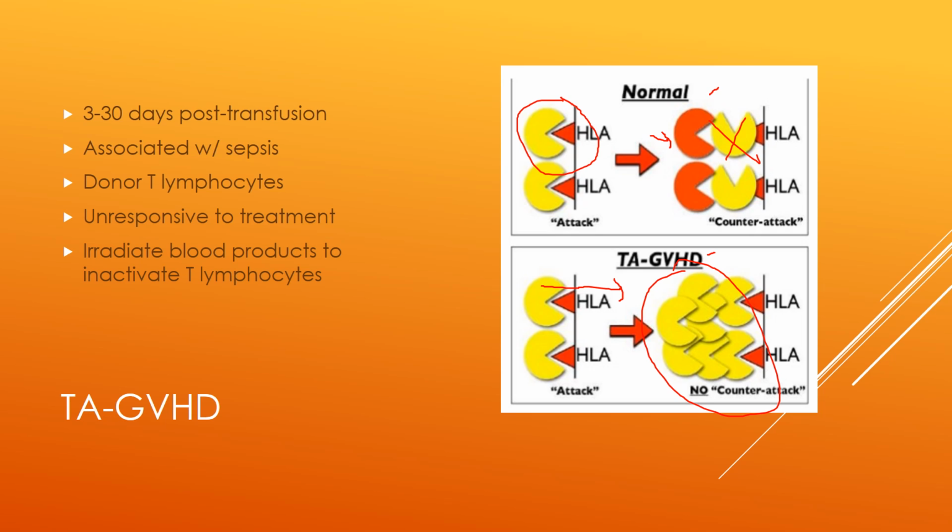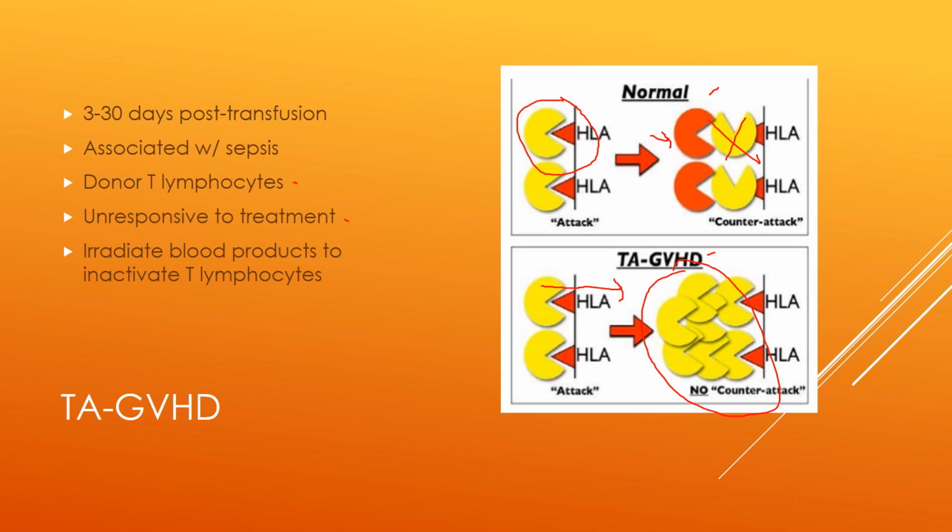So it's the donor lymphocytes that are the problem. There's no treatment for this. Once we know that this is happening, it's 90% fatal. We don't have a treatment for this at this point, not an approved treatment. So we need to try and prevent this.